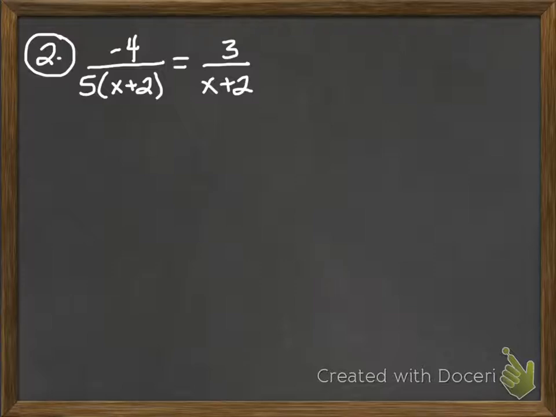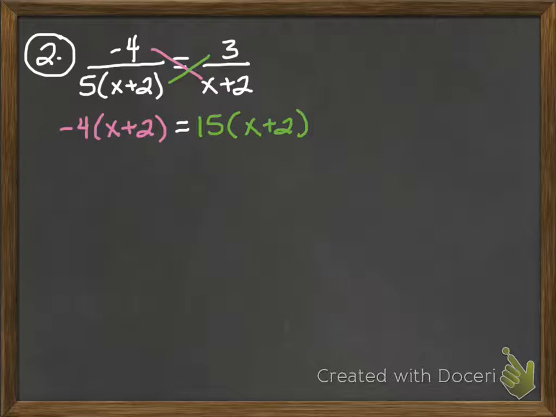Same situation, we have a proportion, and therefore we're going to cross multiply. So I'm going to do the first cross product here. I'm going to do -4 times x plus 2. So I'm going to show you another way of doing this if you don't want to distribute. You can say that this is -4 times (x plus 2), like so. And that's going to be equal to the other cross product, which I will simply just multiply the 3 and the 5 together and leave the x plus 2. So 3 times 5 is 15, and then I have x plus 2.